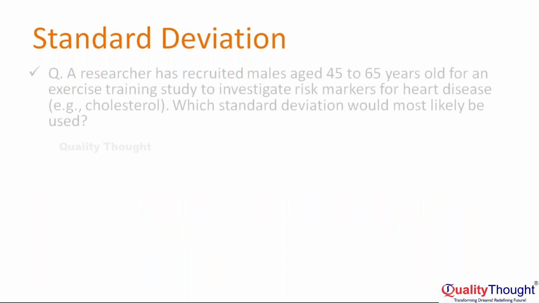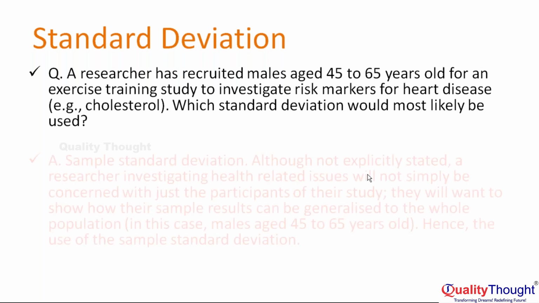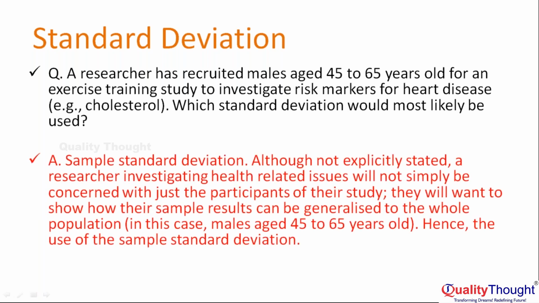And answer this question. A researcher has recruited males aged between 45 and 65 for an exercise training study to investigate risk markers for heart disease. Which standard deviation would most likely be used? Sample, excellent. Okay, this is a sample standard deviation.